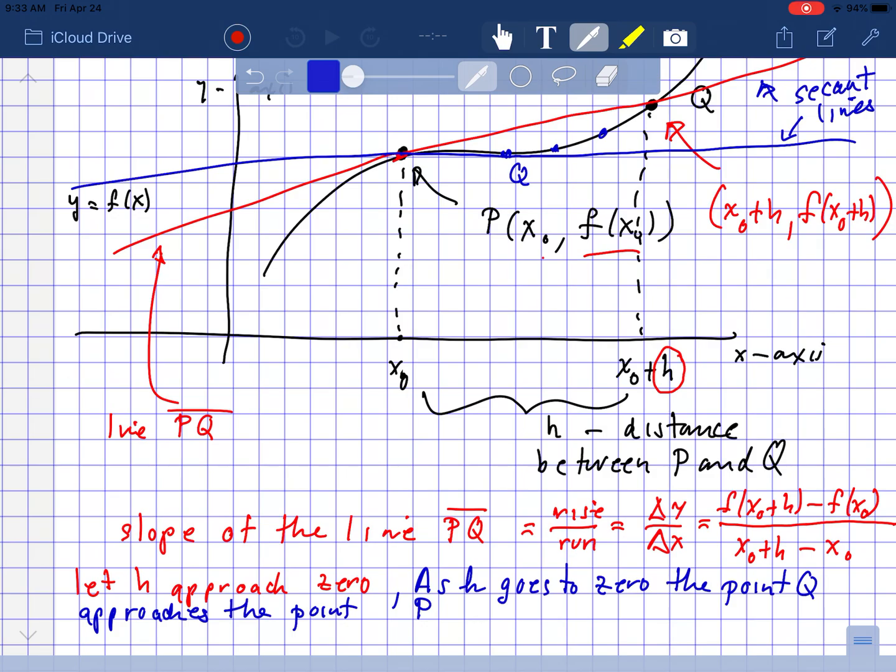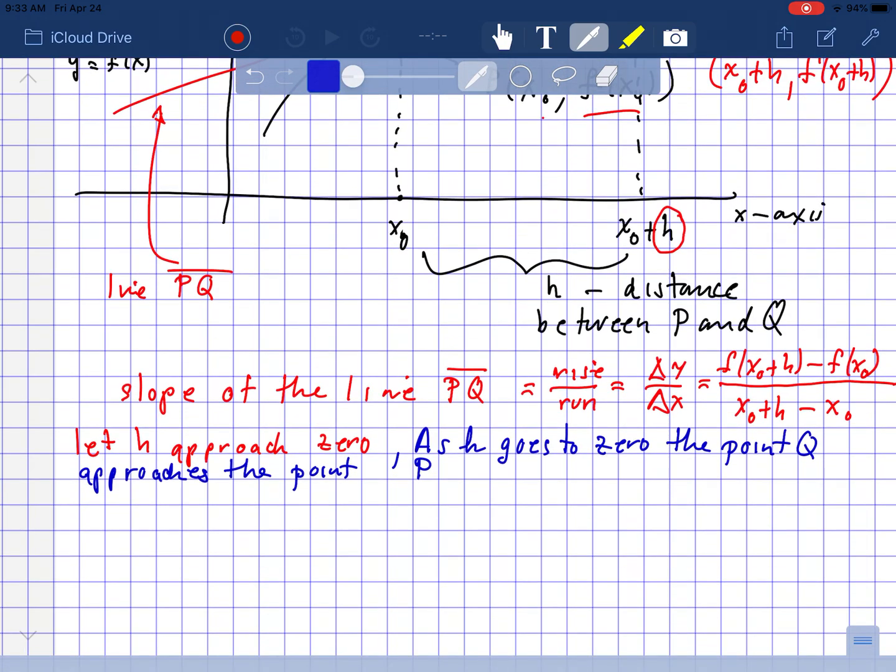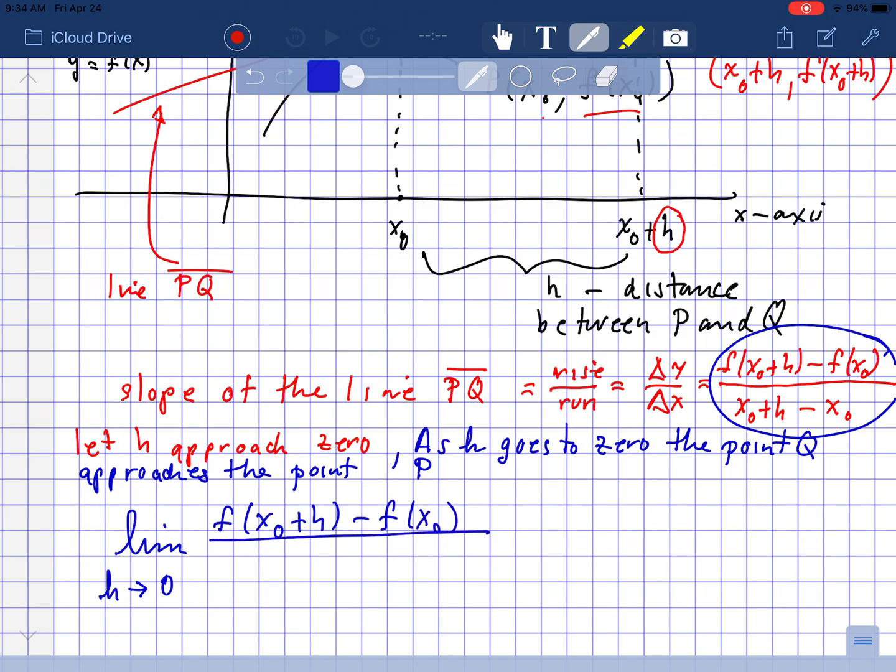And as the point Q approaches the point P, if this limit exists, so I'm going to look at the limit now. So what I'm going to do is I'm going to look at the limit of the slopes of the line PQ as h goes to 0. So I'm going to look at the limit as h goes to 0 of these slopes, f of x sub naught plus h minus f of x sub naught divided by, well, it's divided by x sub naught plus h minus x sub naught, which is just h. Okay?